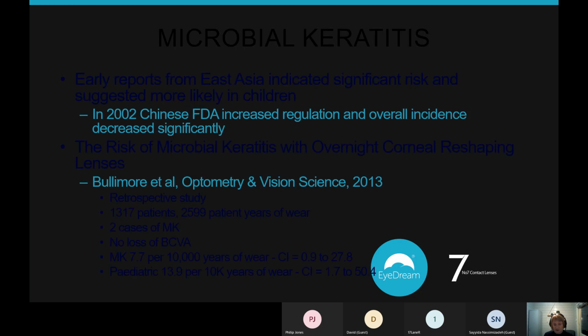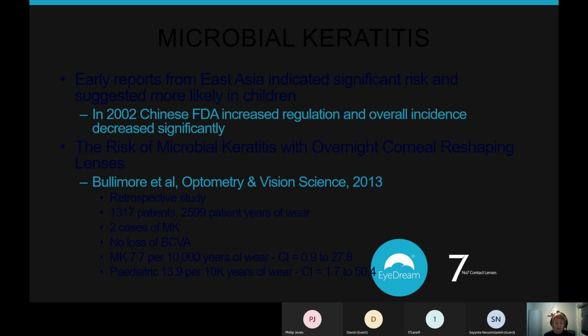So the one that's always going to concern us the most is microbial keratitis. And if you go back to when I started in Ortho-K, there was a considerable concern about the risk of Ortho-K, because in the early 2000s, there were reports of a case series of patients who developed microbial keratitis in the very late 90s. And the majority of these were children, and it really made people quite alarmed.